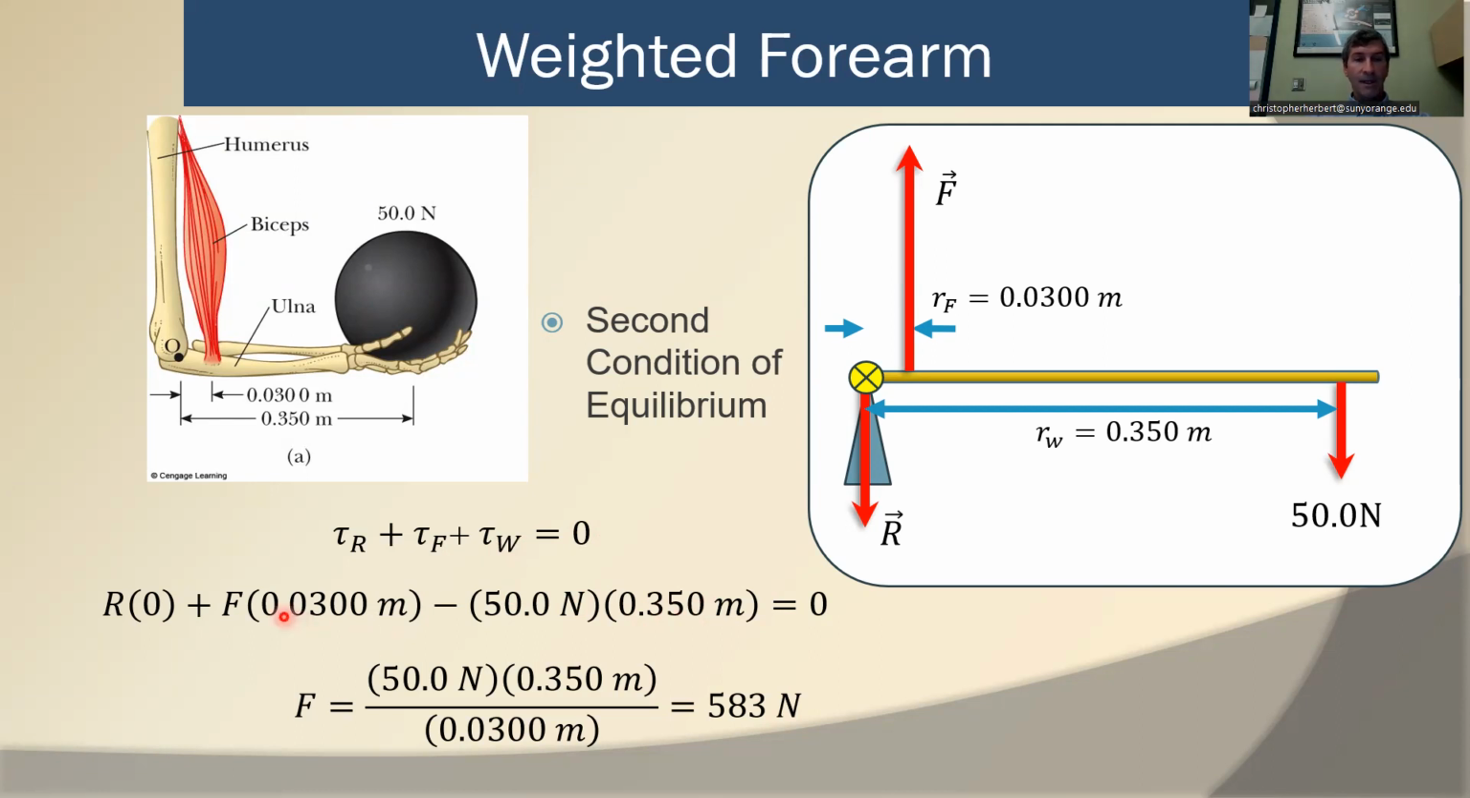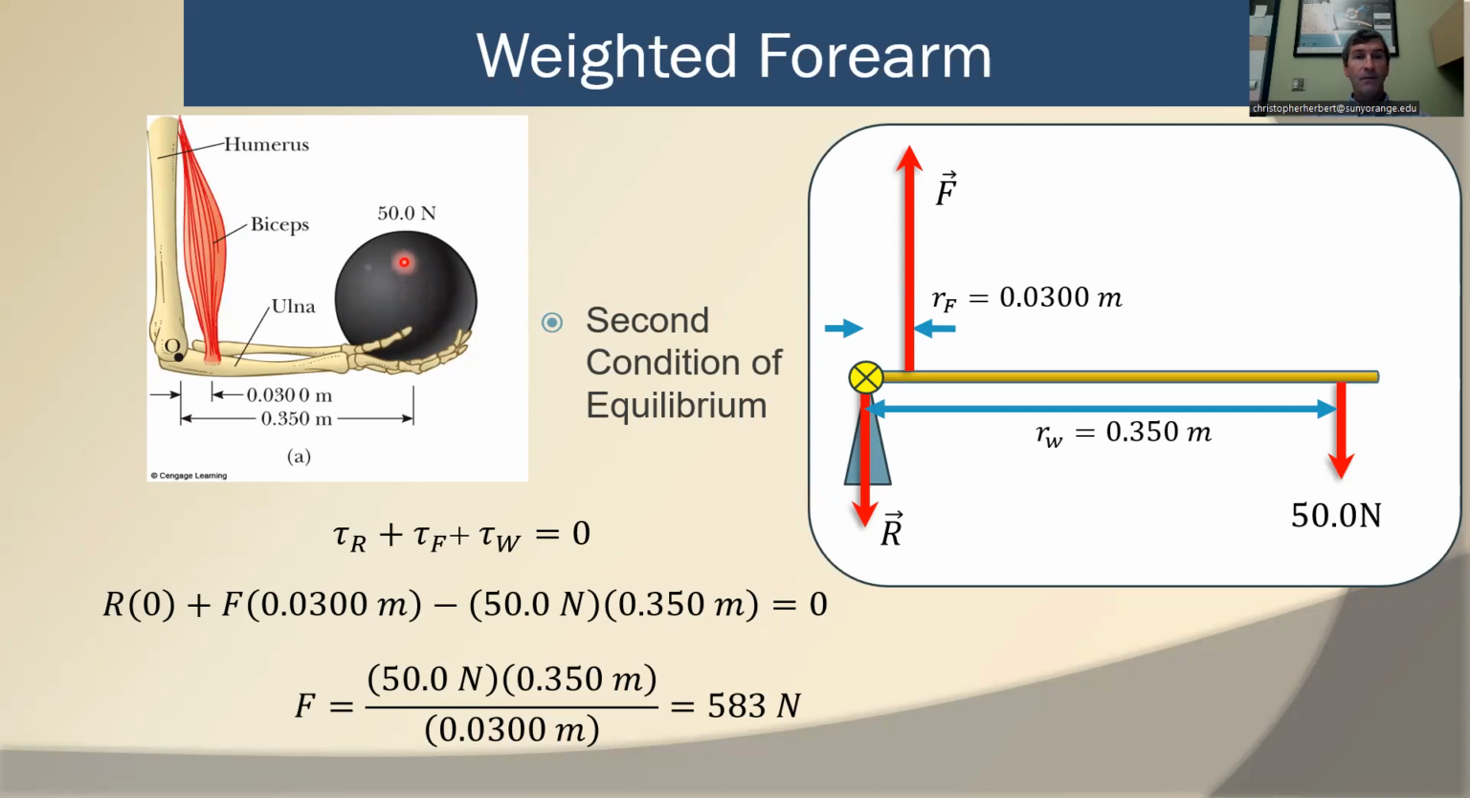Now, very importantly here, we have to be consistent with the direction that we choose. It is convention to have counterclockwise rotation be a positive torque and clockwise rotation be a negative torque. And you've seen I've done this here for tau F and tau W. So my reaction force goes away here. I only have one unknown, that's the force of the bicep. I can calculate that.